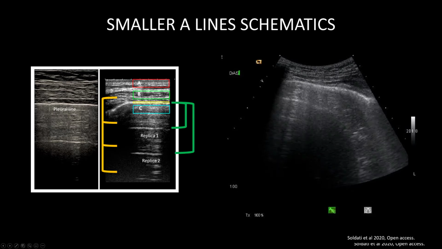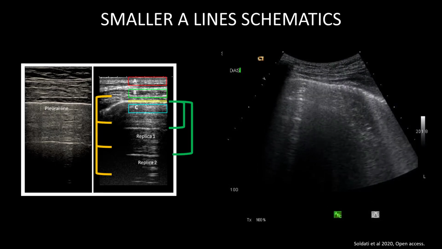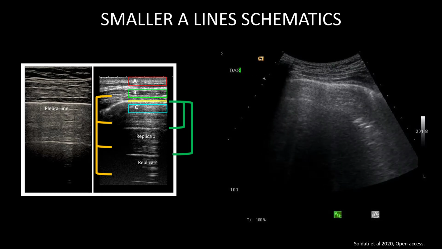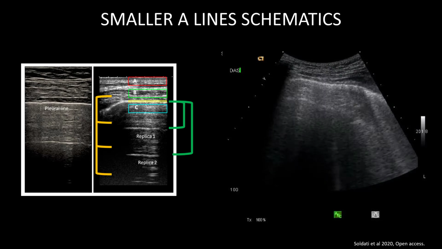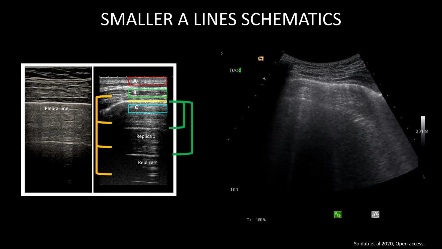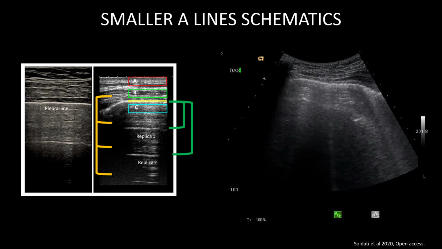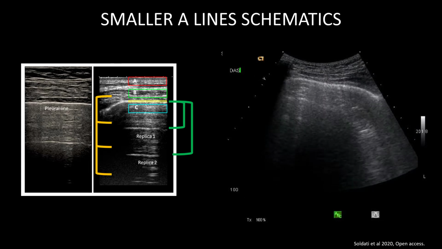In some situations, it appears like there are additional smaller A-lines within the lung distal to the pleural lining. These are similar to A-lines and represent reverberation artifacts from other highly reflective structures, such as fascial lining or muscles. You can see a schematic representation of this phenomenon on the left, with the yellow brackets showing other reflectors that produce reverberation artifacts.